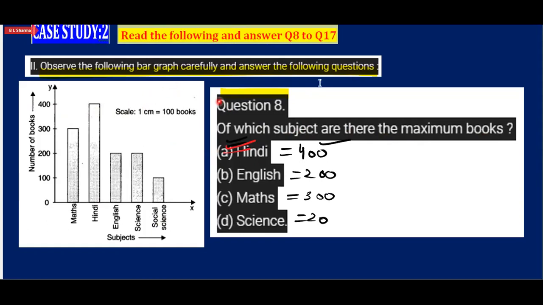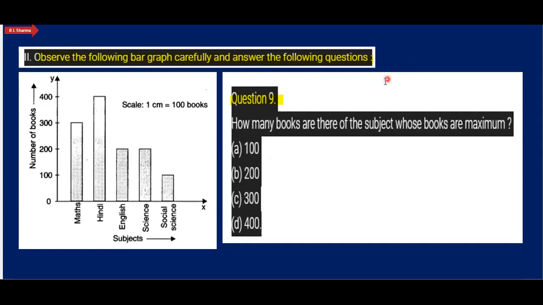For the same bar graph, we move on to the question number 9. And question number 9 is on your screen. Read the question carefully. How many books are there of the subject whose books are maximum? जिस सब्जेक्ट की मैक्सिमम बुक्स है उसमें कितनी बुक्स है? Here Hindi subject is having maximum books, and that is what? That is 400. So our answer is that is 400.